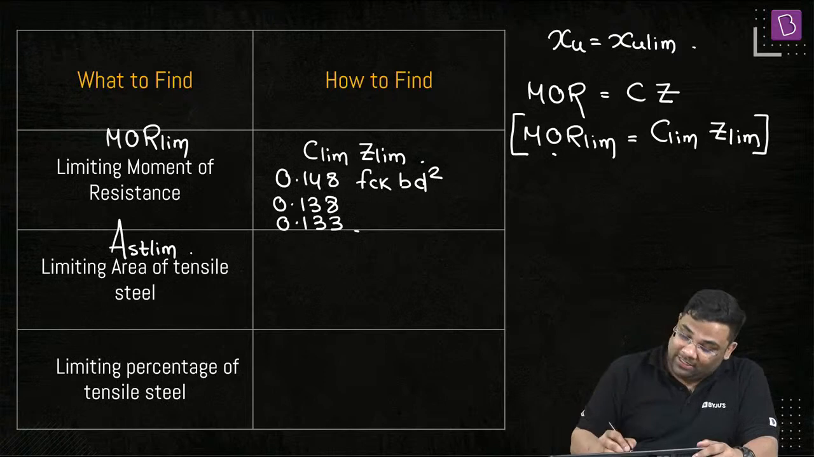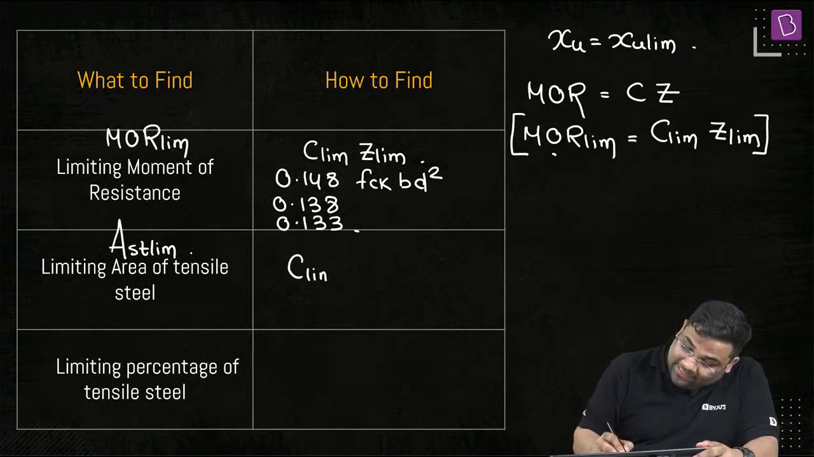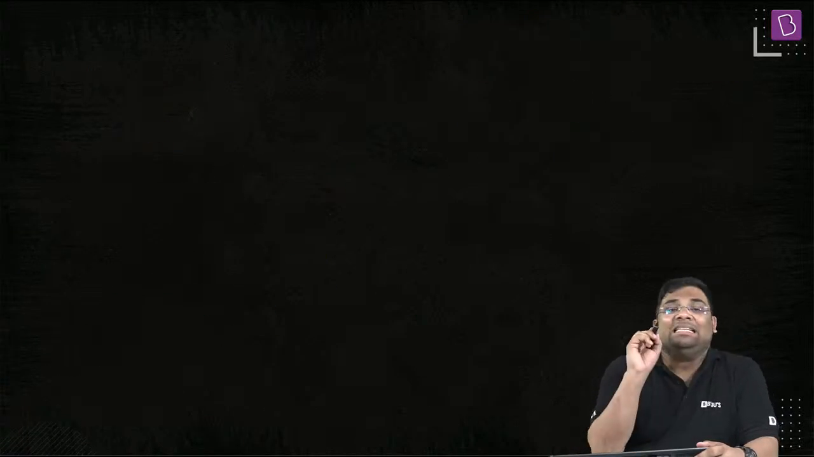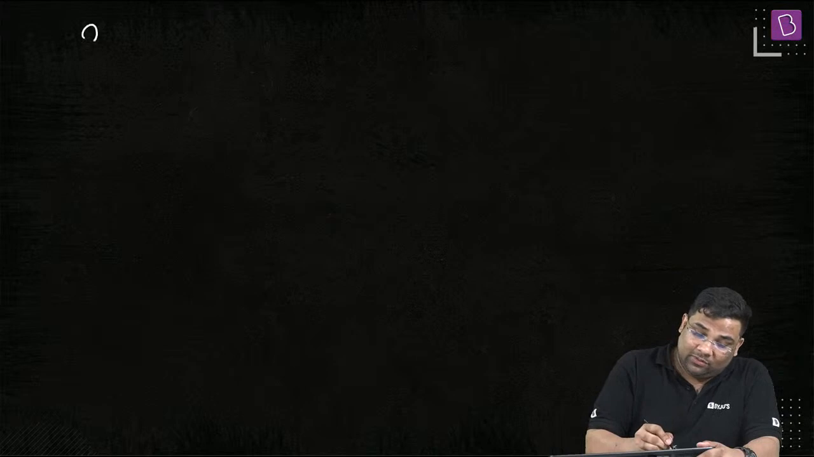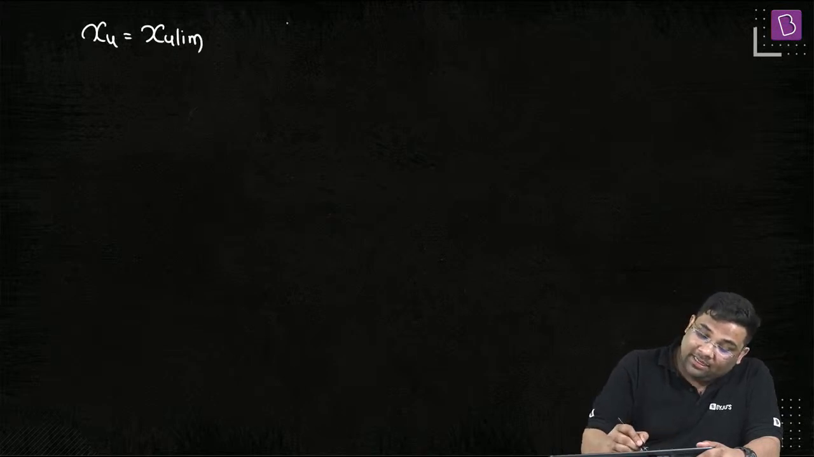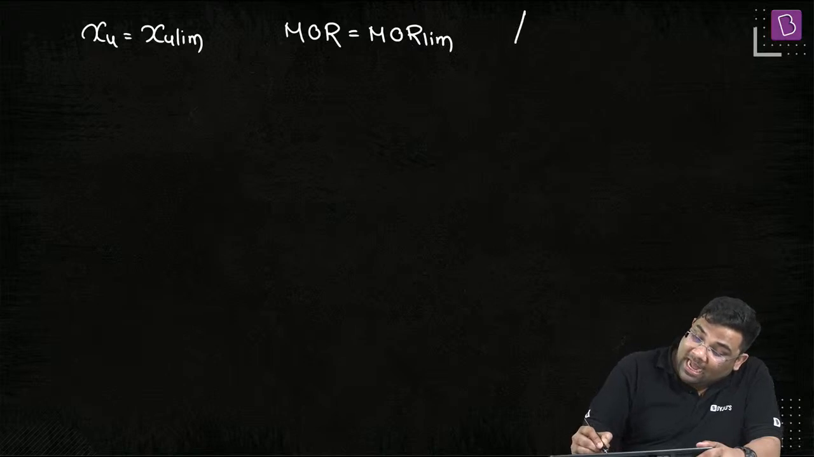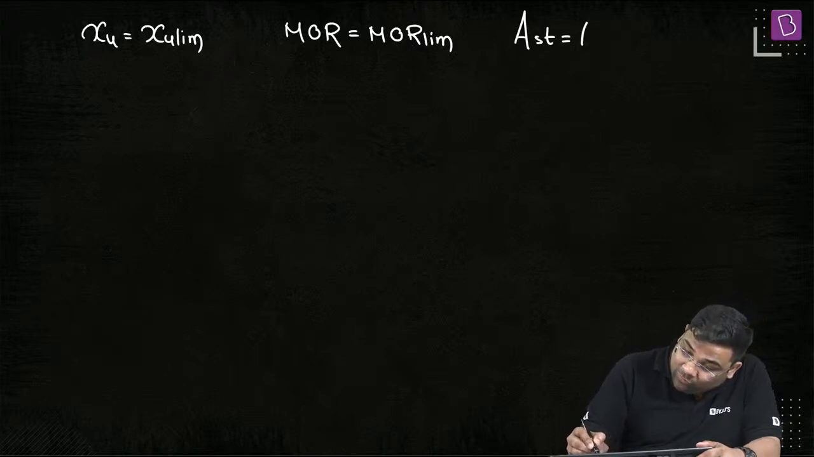The concept is to use C limiting is equal to T limiting. What is the limiting condition I told? The limiting condition is the condition when XU is equal to XU limiting. So XU is equal to XU limiting, MOR is equal to MOR limiting, and your AST also becomes equal to AST limiting. It is a limiting condition.